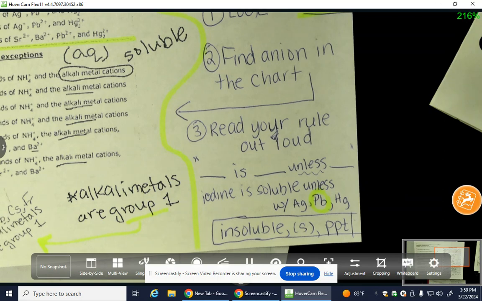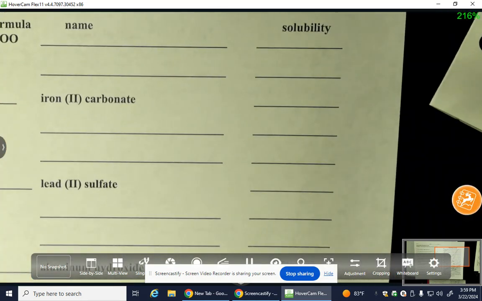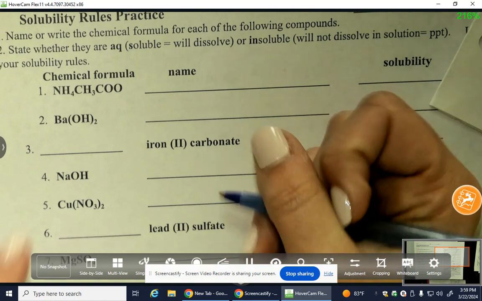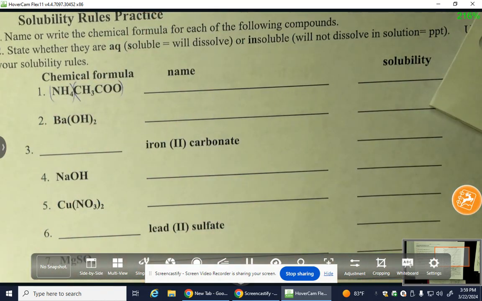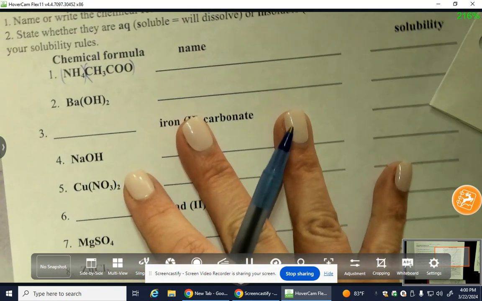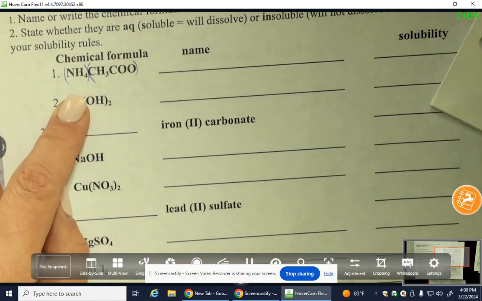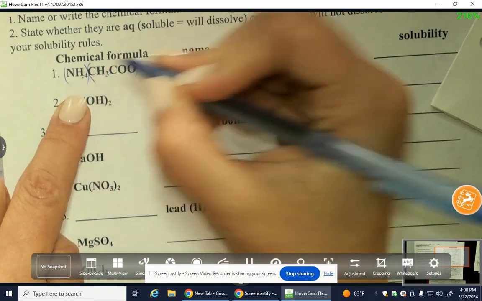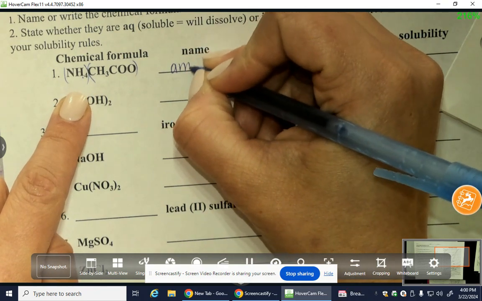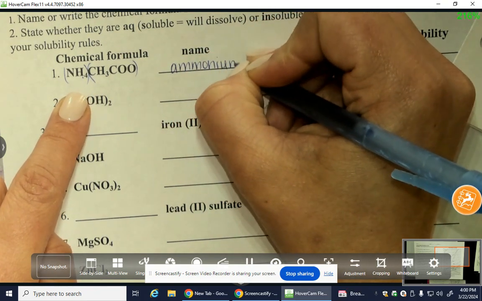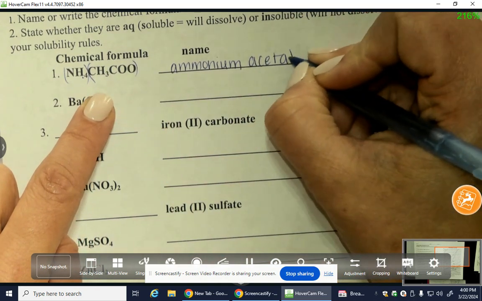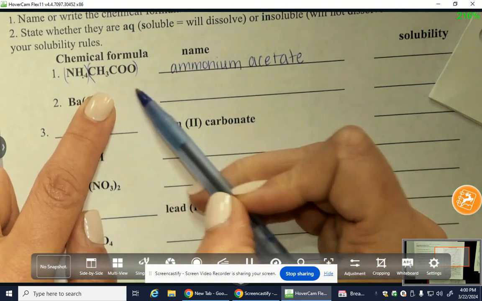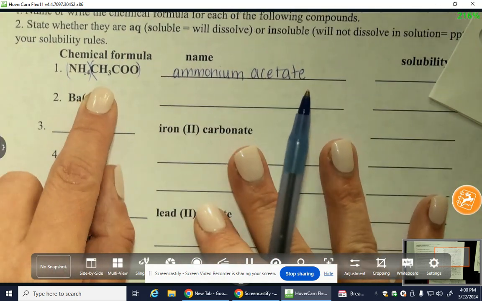Let's take a look at the page. Let's dive right in. For the first one, it looks really scary. If we look at our polyatomic list, this is NH4, ammonium, and this part is actually acetate. I realize on your polyatomic list we don't have it written that way, but it is like that on your solubility rules part.